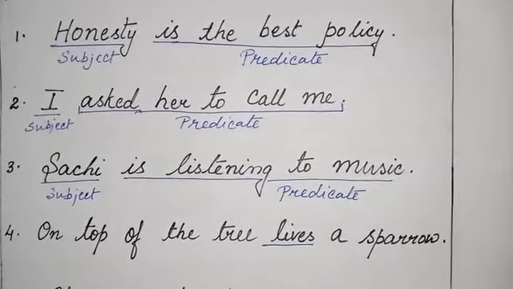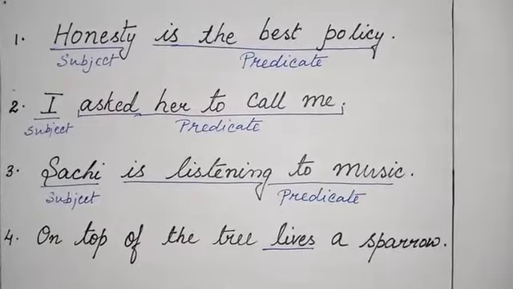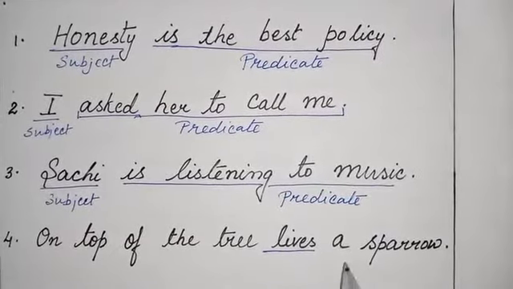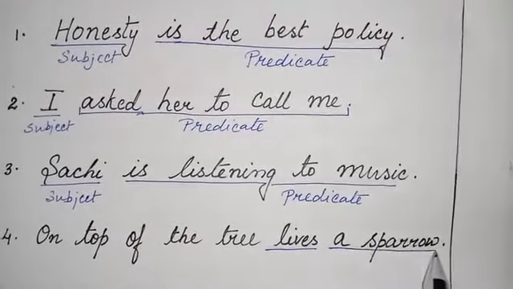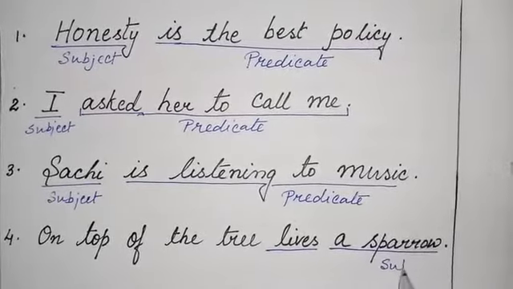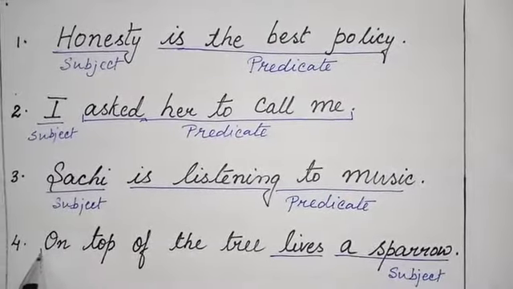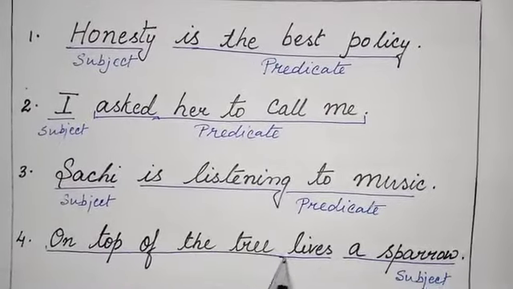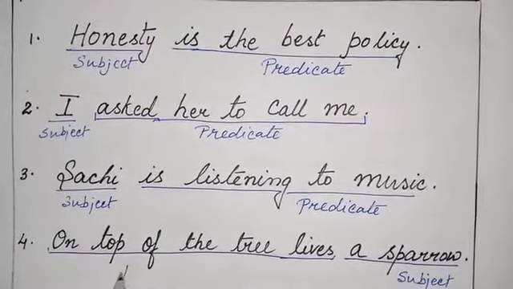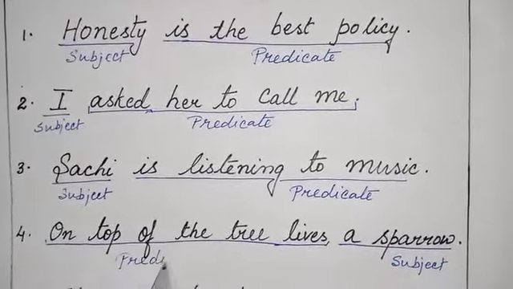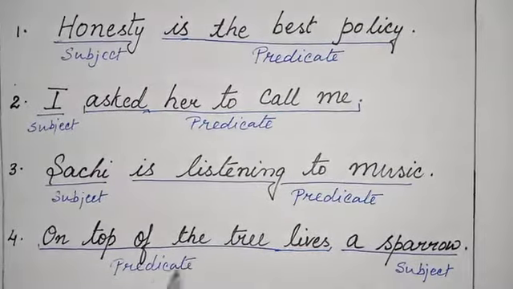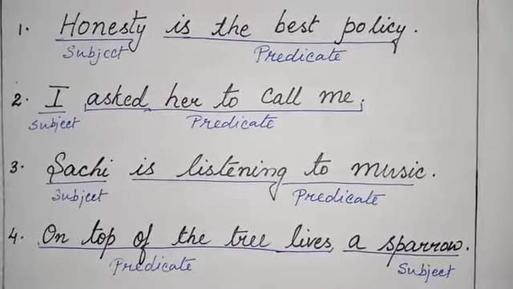See, in this sentence, what is the verb? Lives. Now, what lives or who lives? A sparrow. So, our subject is a sparrow. And the remaining portion is the predicate. So, you can see here the predicate is at first and the subject is at last of the sentence.